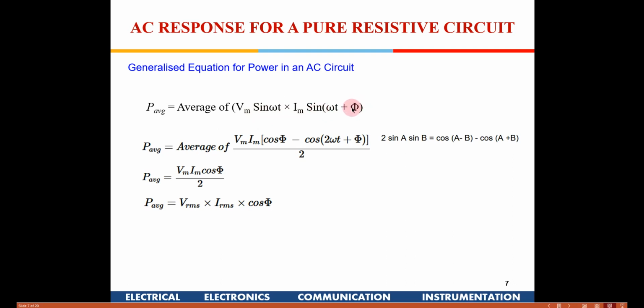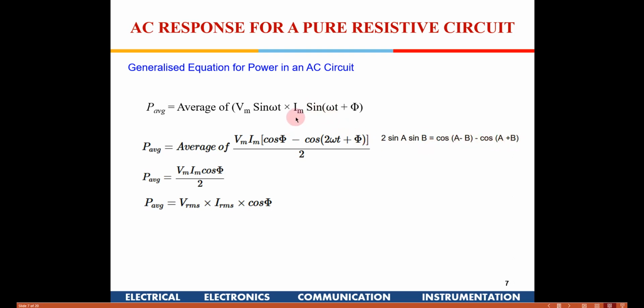Okay, so we put a phi in between, just to indicate that they are not exactly in phase. So you take an average of this. 2 sin A sin B will be cos(A minus B) minus cos(A plus B), right.